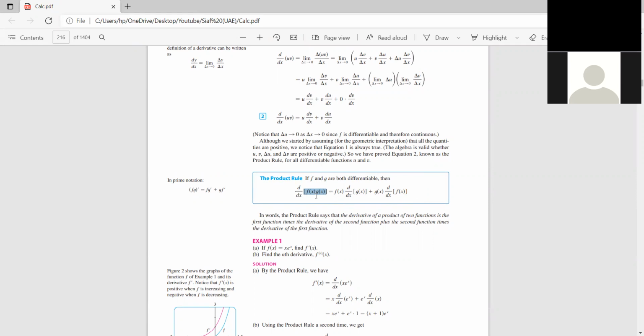This is the formula for the derivative of two functions multiplied together. f of x will be as it is, and we'll be differentiating the second function, and then there will be a plus sign, then g of x, and we will be differentiating the first function. Is this formula clear?